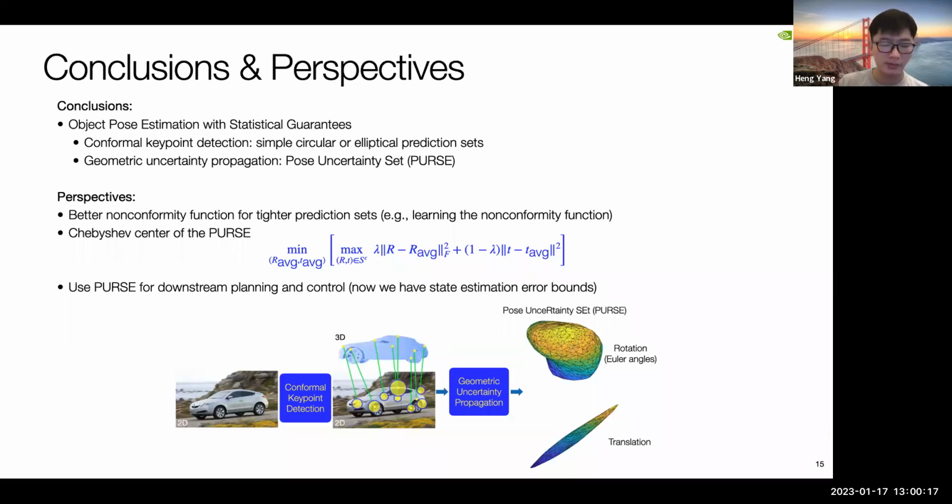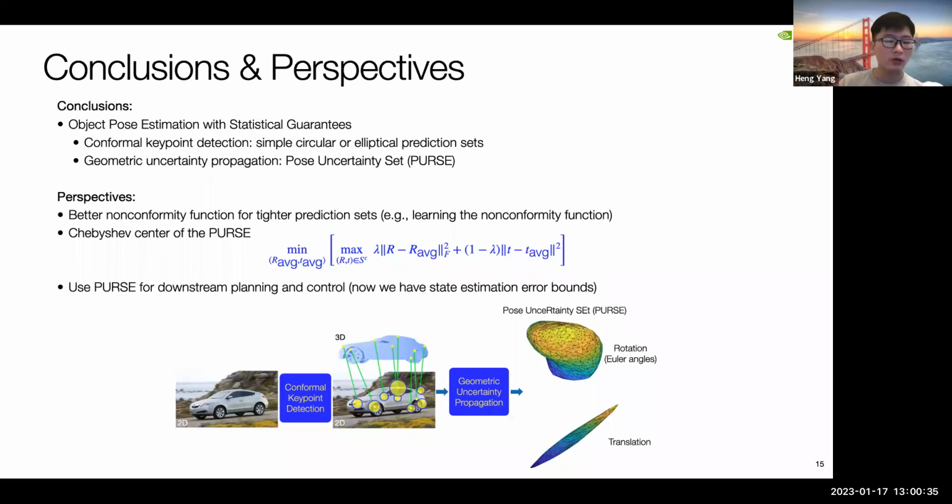So I'm interested in exploring that in the future. And the last thing that I'm excited about is, now that we have this type of prediction set, I'm interested in, of course, extending this idea to other computer vision problems. That will give us some state estimation errors, right?